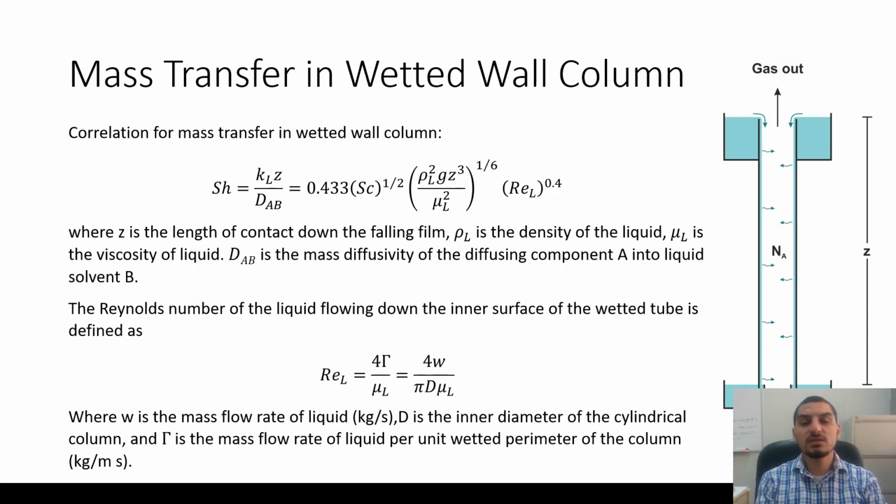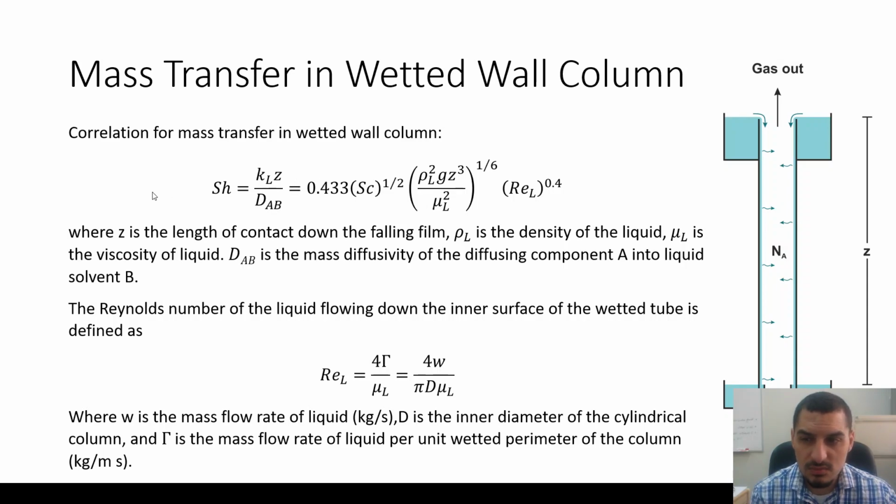In this case, the experiments showed that we can get the mass transfer coefficient in the wetted wall column using the same relation, that's k_L L over D or k_L z over D. In this case, the characteristic length is the height of the column. And this is 0.433 multiplied by Schmidt to the power half, multiplied by this term to the power 1/6, multiplied by Reynolds to the power 0.4. Here you have the density of the liquid. This is of course the acceleration due to gravity. This is the height of the column. This is the viscosity of the liquid phase.